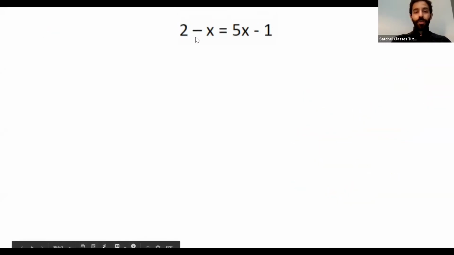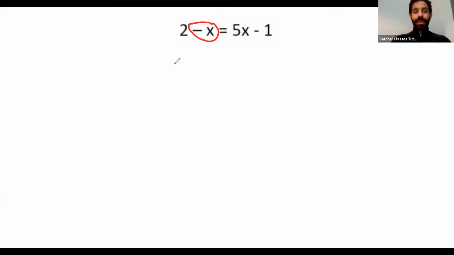Right, so if you want to pause the video and have a go at this, by all means do so. But what I'm going to do now is to try and solve this. So again, we've got the x's on both sides of the equation. We want to move one of the x terms, so we have all the x terms on one side. And I'm going to start with this here. So I have negative x, or negative 1x.